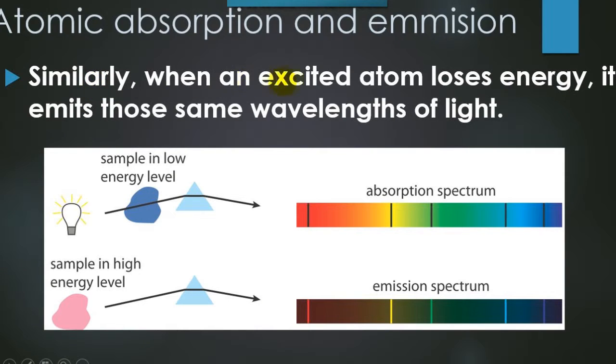And similarly, when an excited atom, that is one that has energy, loses that energy, it emits those very same wavelengths. So here we have an excited sample of the same material, and it's emitting light. We go ahead and break up the light into its various parts, and we can see the light that it's emitting are the same 5 wavelengths that were absorbed by the sample.